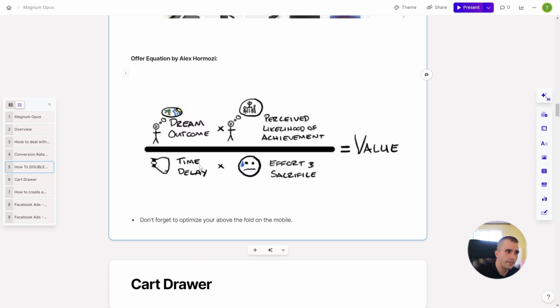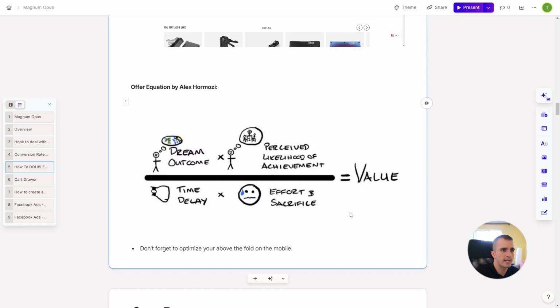And you are also decreasing the bottom part of the equation. You are minimizing the time delay for the delivery and the effort and sacrifice. They don't have to pay it all at once. There's free shipping, and that way you just reduce the friction and you ultimately make your offer better, which is the most important thing when it comes to increasing your conversion rate. It's not a nice design, it's not a different color add to cart button and all those things. It's how good your offer is and how well you manage to communicate it.